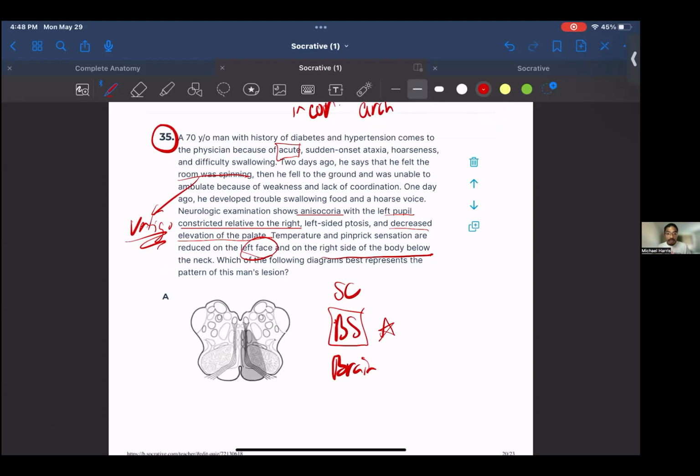Because whenever you have face one side, body the other, you got to think brainstem. Because spinal cord only does body. Brain only does the opposite side for the whole thing. Only brainstem does face one side, body opposite. Only brainstem does that. Okay? And the reason why is because facial sensation is ipsilateral, while body sensation is contralateral. And that's why it presents itself as one side is messed up, but the other side of the body is messed up.